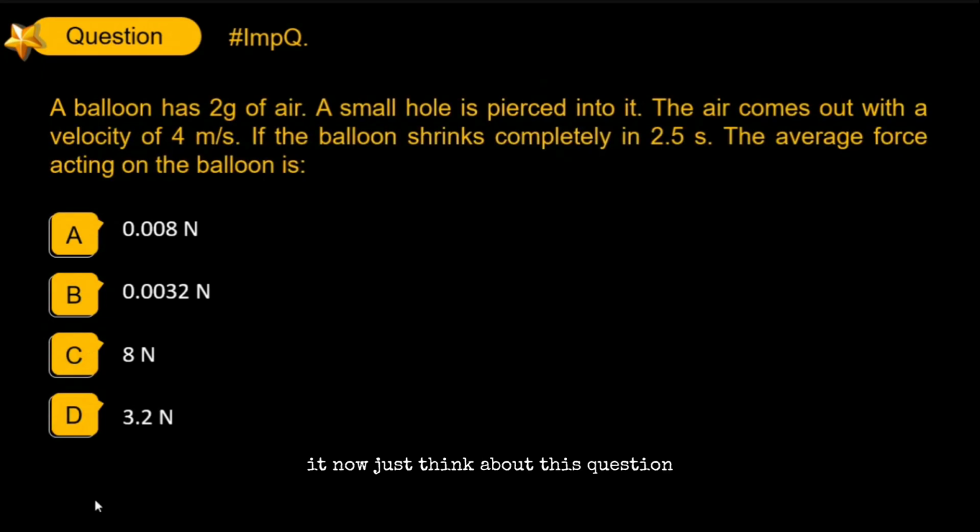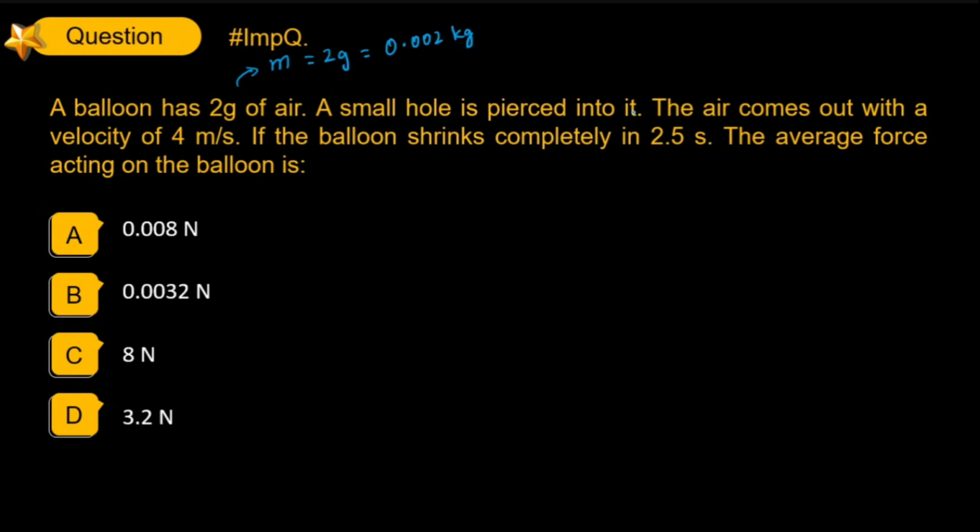Now just think about this question. The change in momentum thing needs to be understood. If you understood that, you'll understand how force is actually acting on the balloon. Then you can calculate it as well. Let's solve this question. The balloon has 2 grams of air. So the mass is given as 2 grams only. In order to find the answer in newtons, we have to convert grams into kgs. It is going to be 0.002 kg.